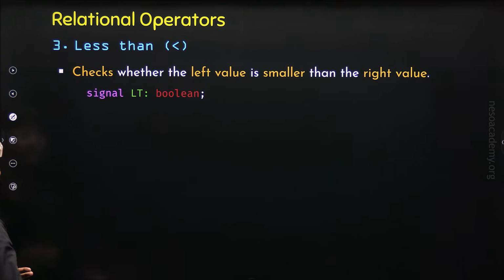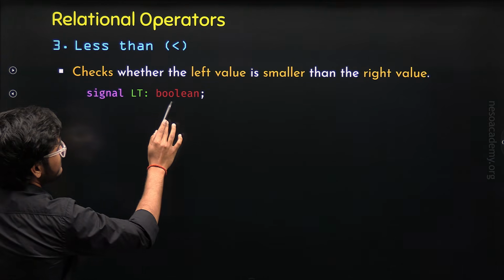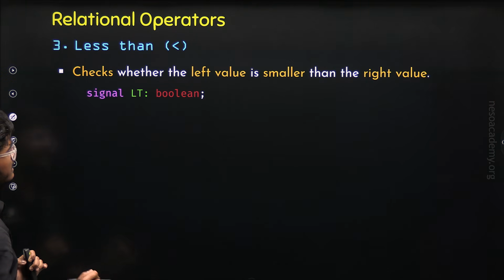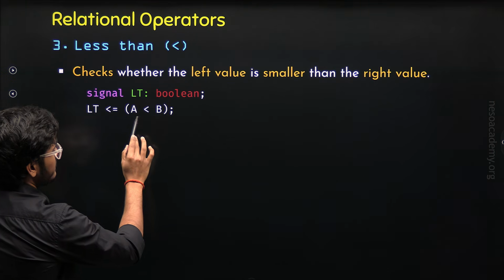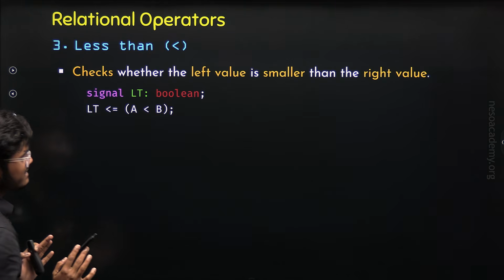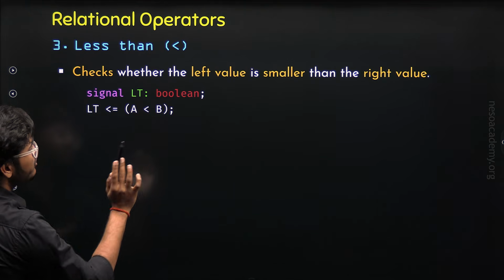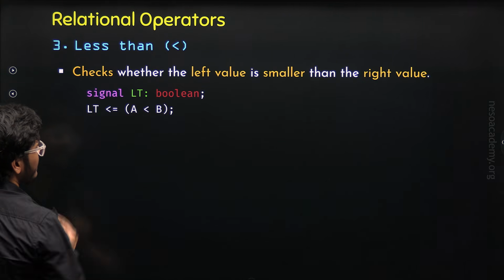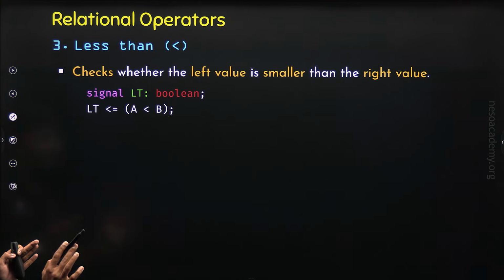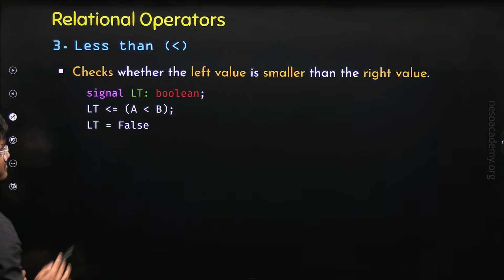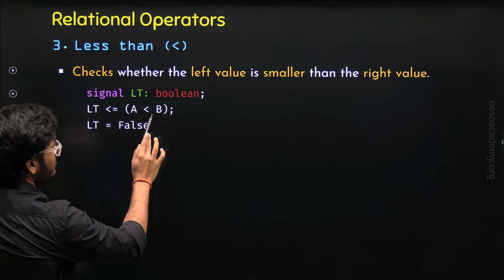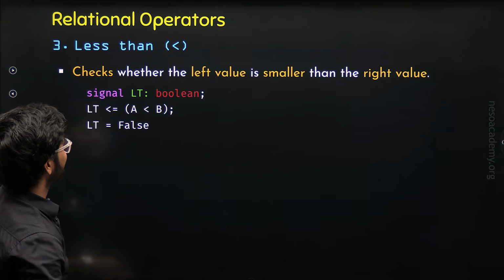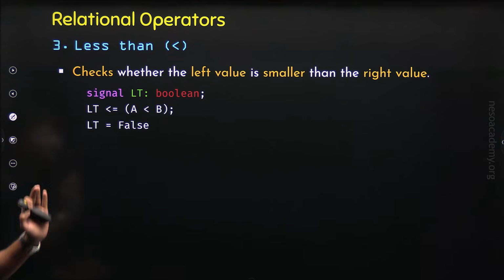For that, I am taking signal LT with Boolean data type to store the result. Now this operation A less than B means I am comparing A with B using the less than symbol and assigning the value inside this signal LT. In this case, LT will return false because A and B both are 10. So this is the less than operator.